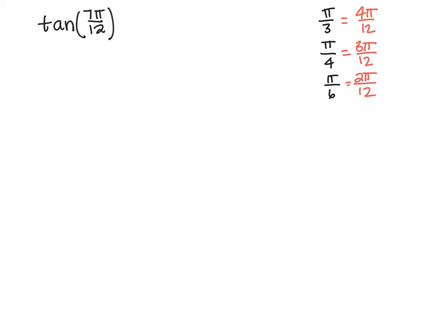For tangent of 7 pi over 12, we want to rewrite that to be tangent, and we know 4 plus 3 is 7, so if we do 4 pi over 12 plus 3 pi over 12, we get 7 pi over 12. But we want to use the angles that we're used to, so this is going to be pi over 3 plus pi over 4. So now, same thing as before. Pi over 3 is our A, pi over 4 is our B. It's just a matter of plugging into this formula.